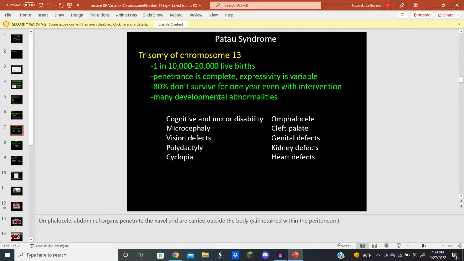There's a lot of symptoms that come along with this that are really the result of errors in development. So cognitive and motor disability occurs in almost all live births with Patau syndrome. Microcephaly is also common. Microcephaly is when the skull fails to develop fully and ends up much smaller than is normal, and of course that impedes brain development. It's related to some of this cognitive and motor disability. When you have microcephaly, it's also common to have vision defects, right? Because there's not room in your orbital sockets to form functional eyes with functional nerves.